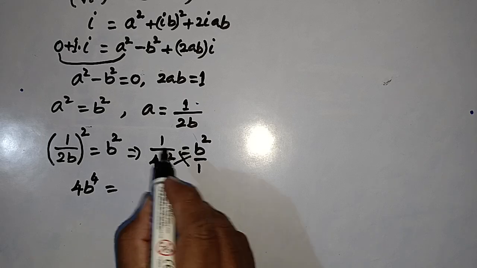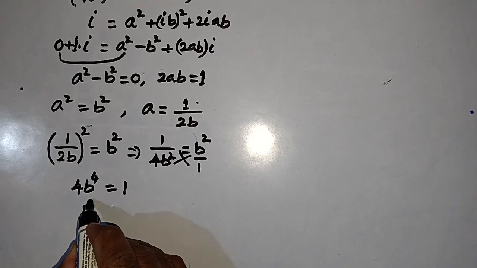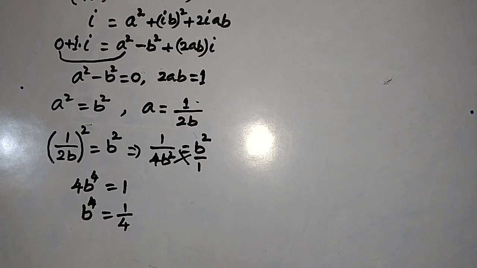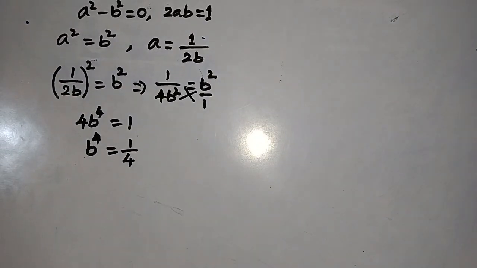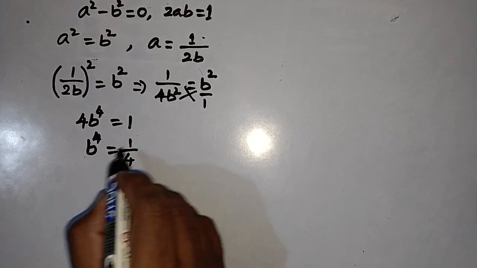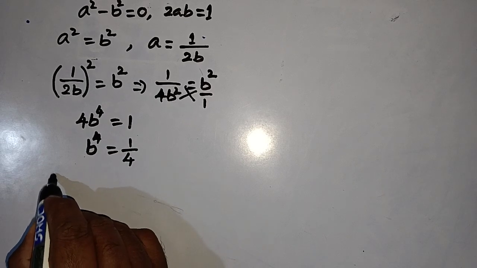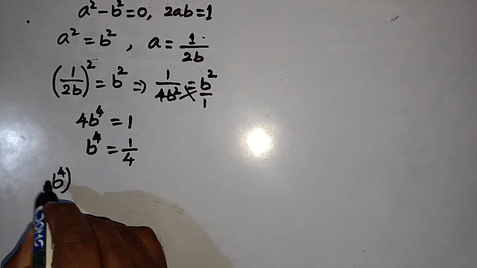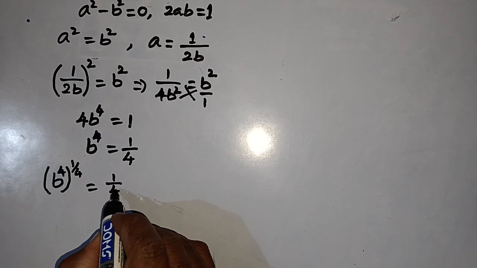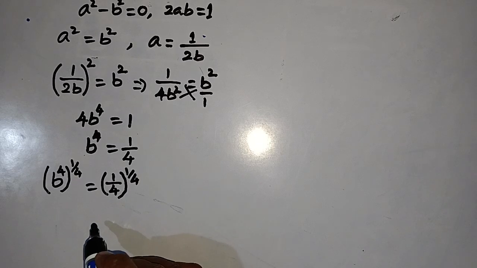4b to the power of 4 is equal to 1. So this gives b to the power of 4 is equal to 1 by 4. And on simplification, raising whole to the power of 1 by 4 on both sides, b to the power of 4 whole to the power of 1 by 4 is equal to 1 by 4 whole to the power of 1 by 4.